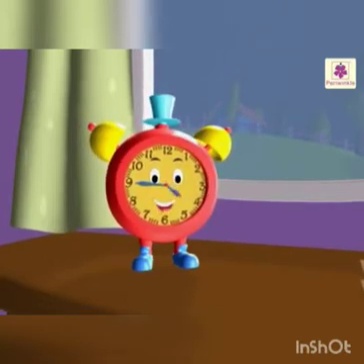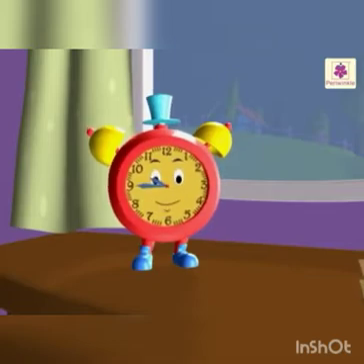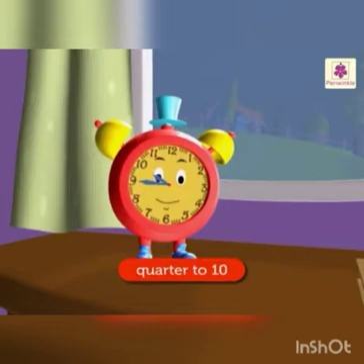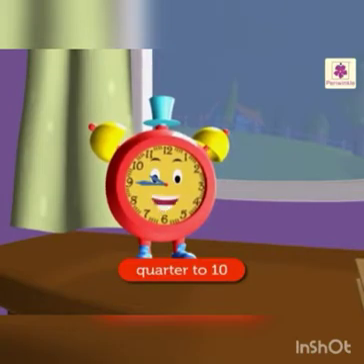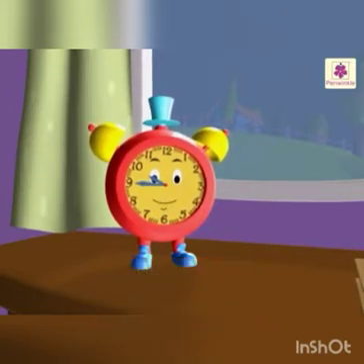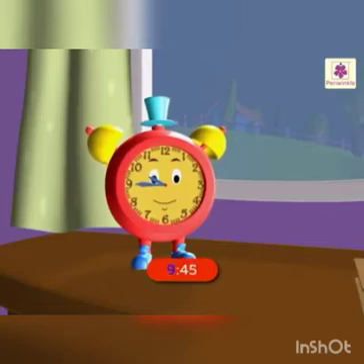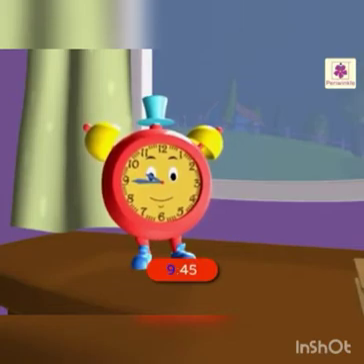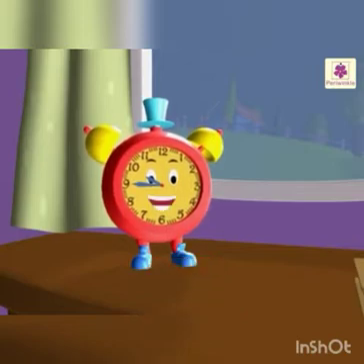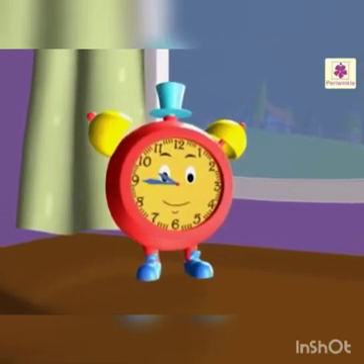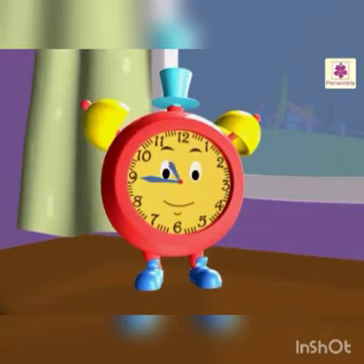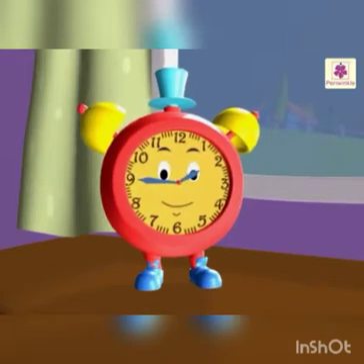Next, the hours hand is at 10 and the minutes hand is at 9. Here, the time is quarter to 10. Write as 9:45. This is how we have to find the time.